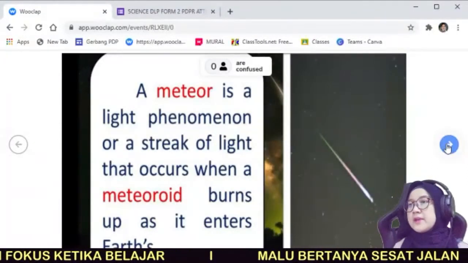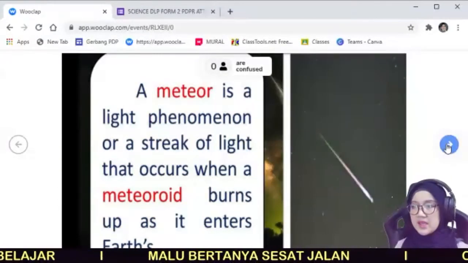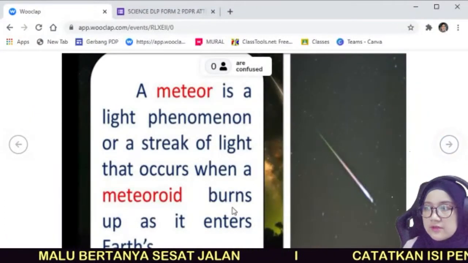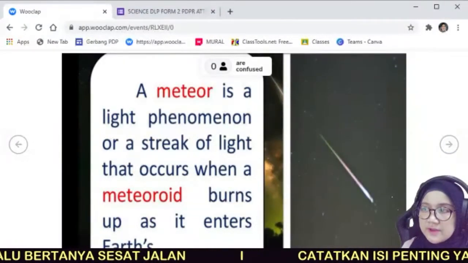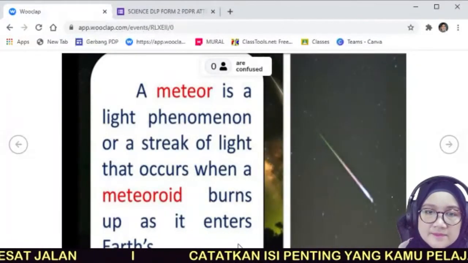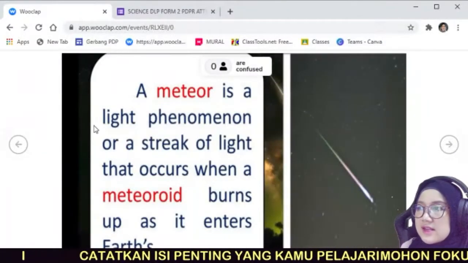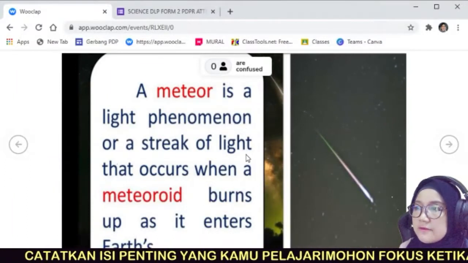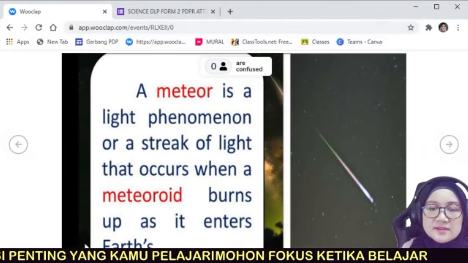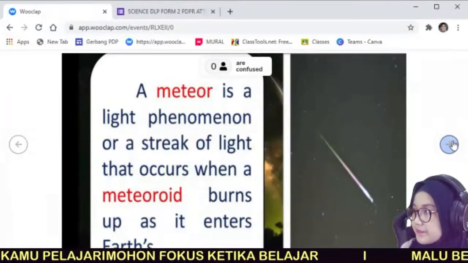A meteor is a light phenomenon or a streak of light that occurs when a meteoroid burns up as it enters the Earth's atmosphere. As I said just now, the keyword here is the Earth's atmosphere. As the meteoroid reaches the Earth's atmosphere, the name becomes meteor. So how does a meteor occur? It occurs as a light phenomenon or a streak of light when a meteoroid burns up and enters the Earth's atmosphere. So this is how it looks.